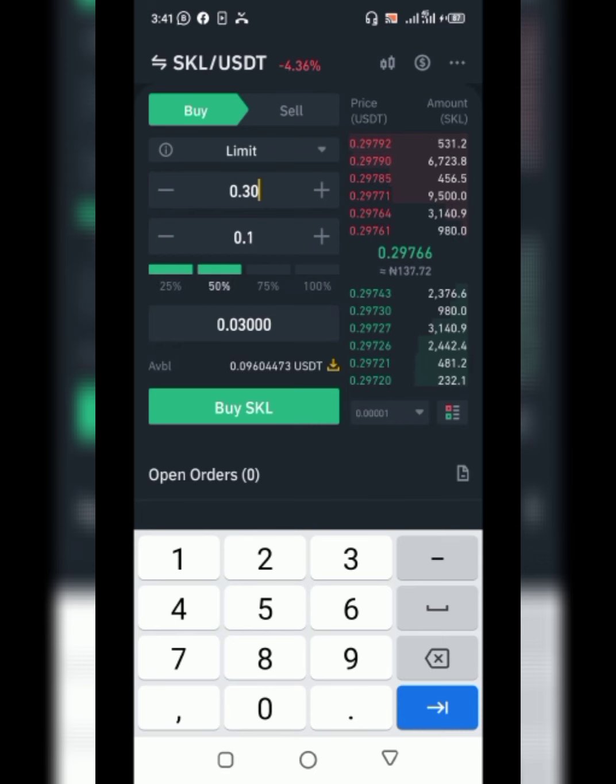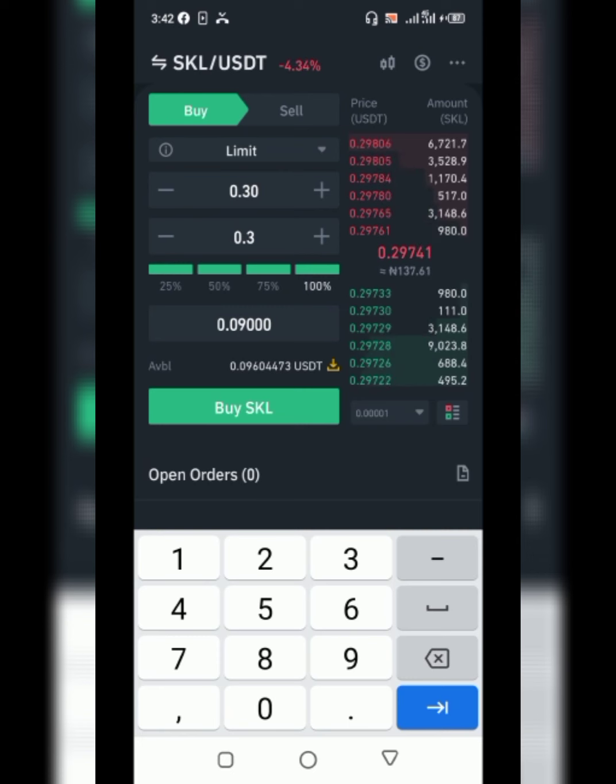That's why. If I select 50%, same thing. You see it brings 0.1 because I have 0.009 USDT, which is not even up to 100 naira. That's the problem. If I select 75%, you see it brings 0.2, because this is just 137 naira and stuff like that. If I select 100%, you see that one is working perfectly fine.